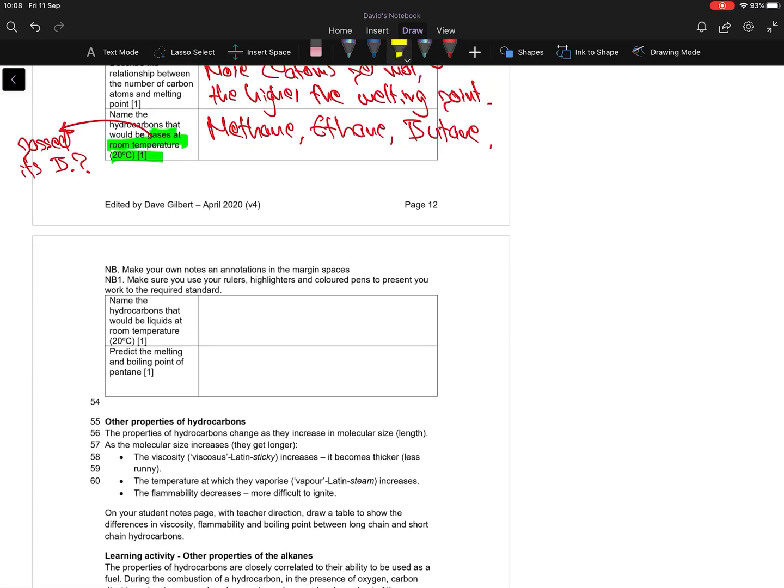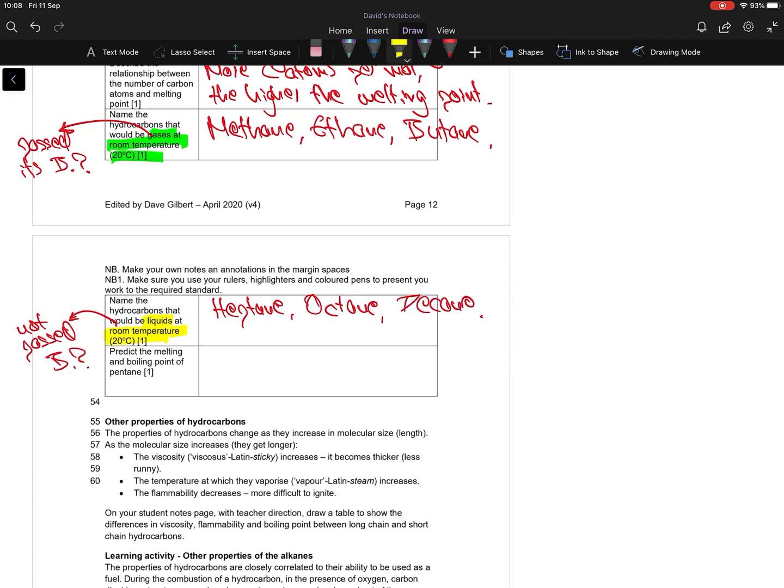Name the hydrocarbons that would be liquids at room temperature. So if we're thinking about this, what that means is they have not passed their boiling point. So we're looking at the other ones. We're looking at heptane, we're looking at octane, and we're looking at decane.